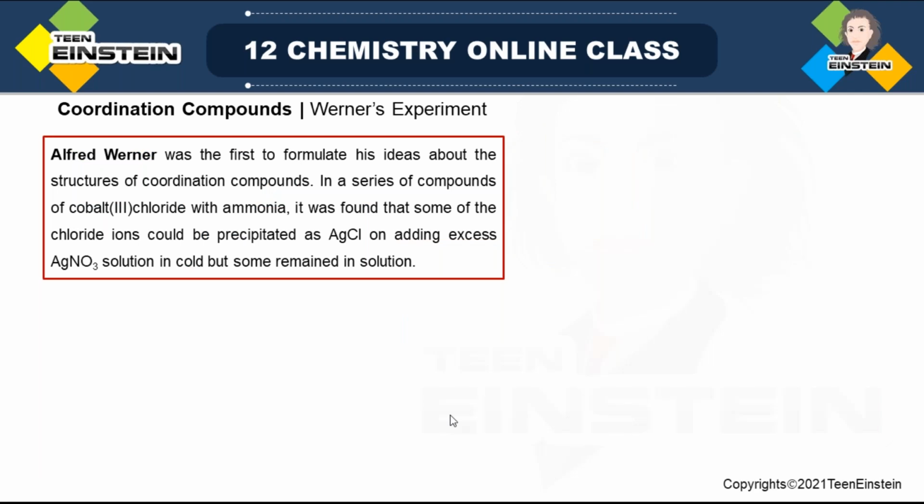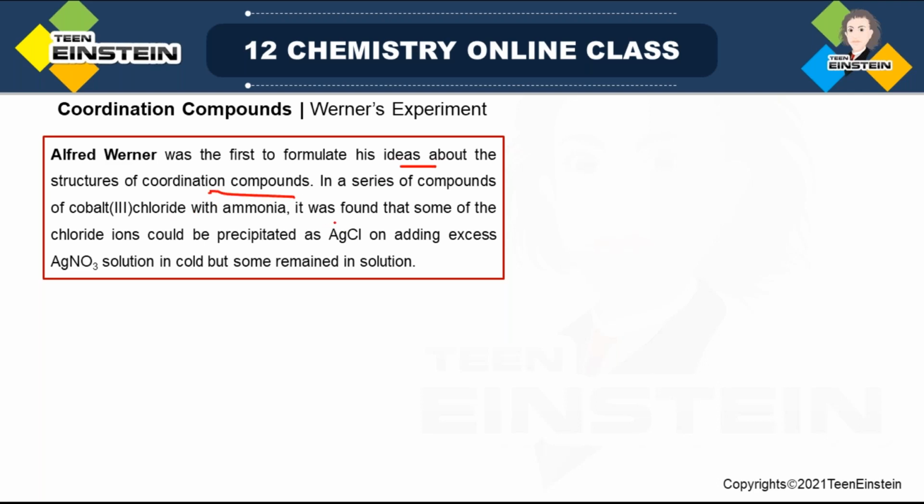Now, the next topic is Werner's experiment. This experiment is important because this is the origin of this special type of compound. Coordination compounds are completely different types of compounds, and their chemistry is also different. So that is why there is a completely different chapter for this type of compound. But how these compounds were discovered, how they originated, now we will focus on it. Fine. So Alfred Werner, he is the first person to formulate his ideas about the structures of this type of compounds.